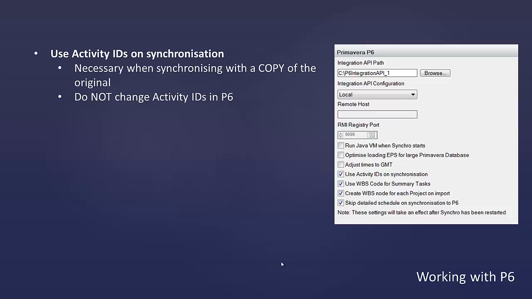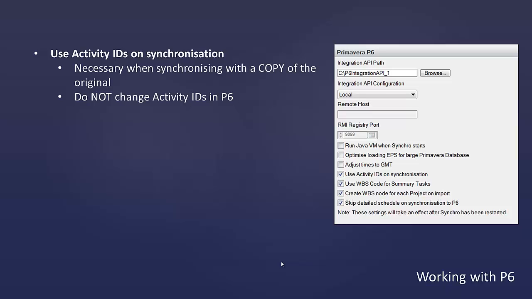The first one is use activity IDs on synchronization. That option allows you to synchronize based on the activity ID, the visible activity ID in P6 and in Synchro, rather than what it would alternatively use, which is the global unique ID, a long string of numbers and letters that is not visible in P6. You can't actually see that, but it's a long string that P6 assigns to each task and each object to guarantee uniqueness between files.